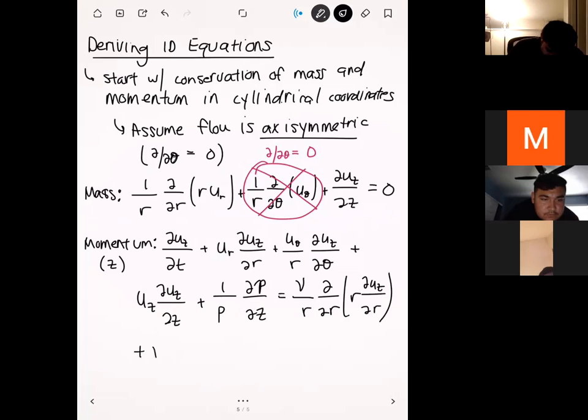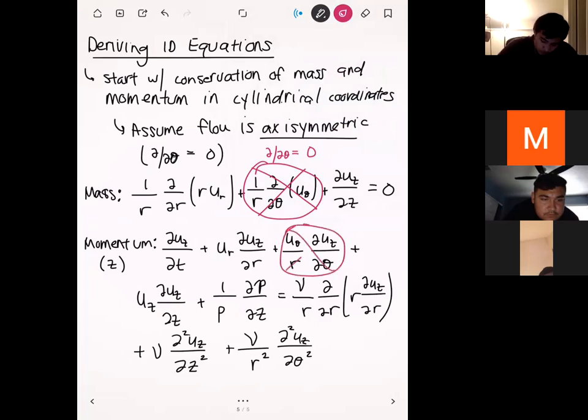Plus viscosity partial squared uz partial z squared, right? And then we have one more term with theta. And so we have viscosity over r squared partial squared uz over partial theta squared. All right, and so let's simplify this according to our assumption. Any derivative that we see with respect to theta, we're just going to cancel out. So that one obviously is going to go away, and then this one also is going to go away. Okay, and so that makes our lives slightly easier. We still have quite a bit of proof ahead of us, but at least we don't have to worry about those two terms.